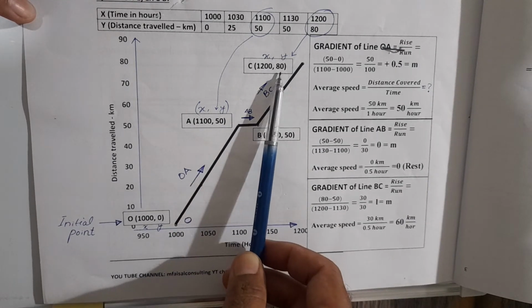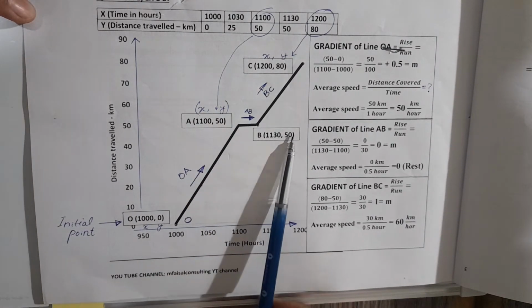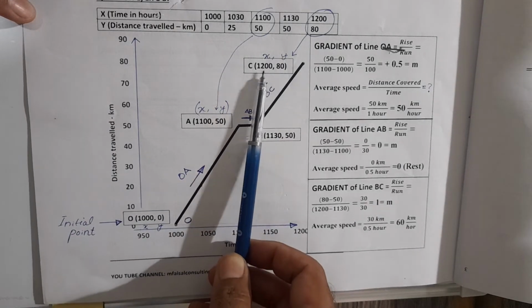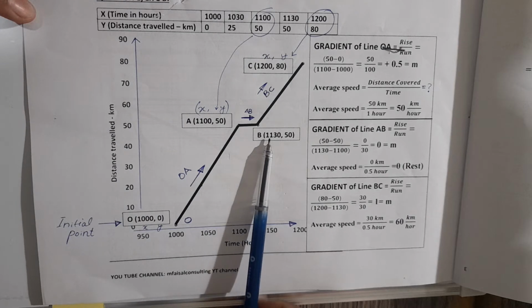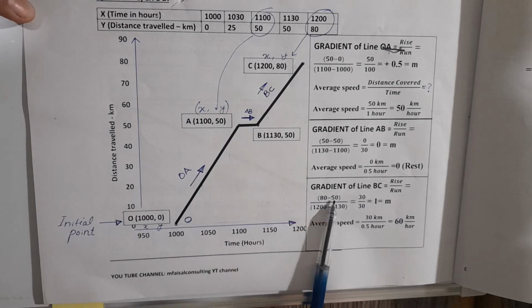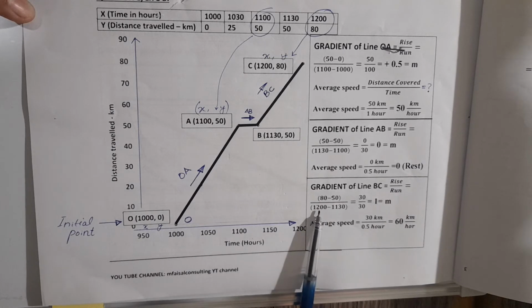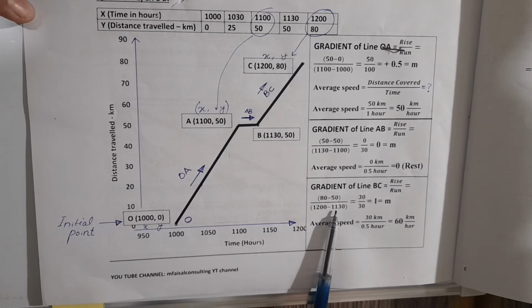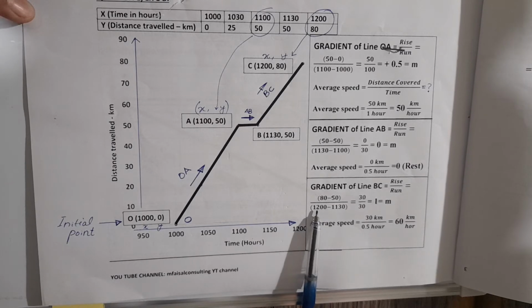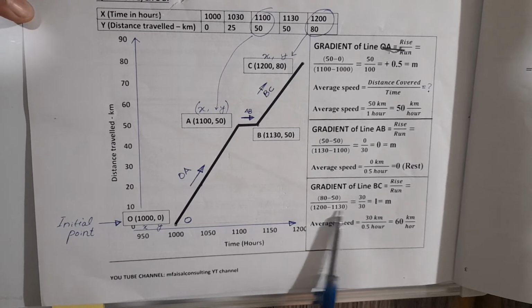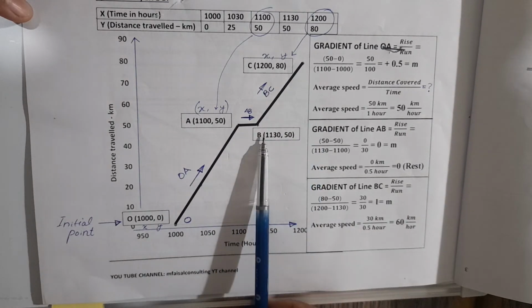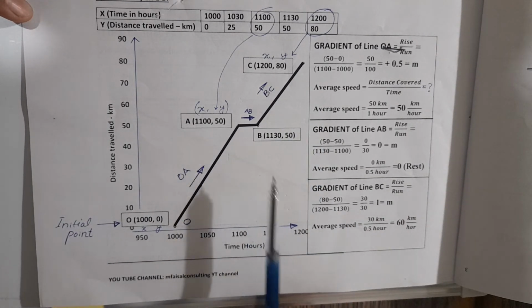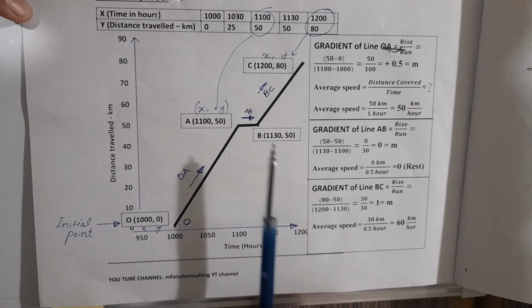Final position on y-axis 80, initial position 50, final position on the x-axis is 1200 hour, initial position on x-axis is 1130. So 80 minus 50, y-axis, final position minus initial position, divided by 1200 minus 1130, that is final position on x-axis minus initial position on x-axis. 30 divided by 30 is 1. This slope is 1.